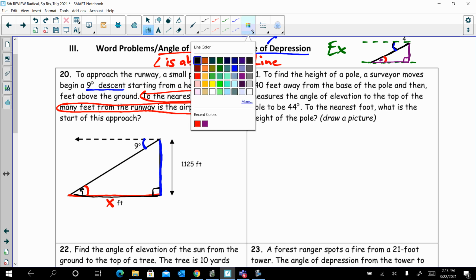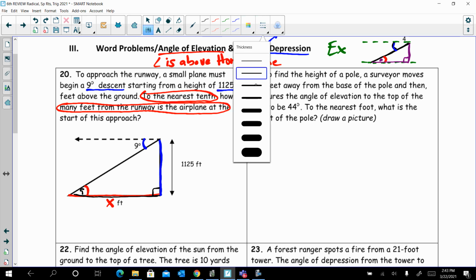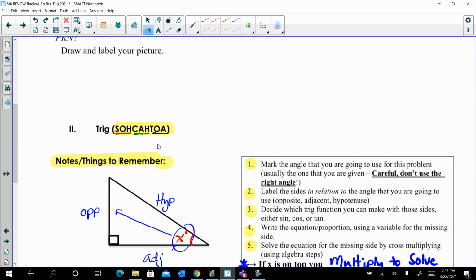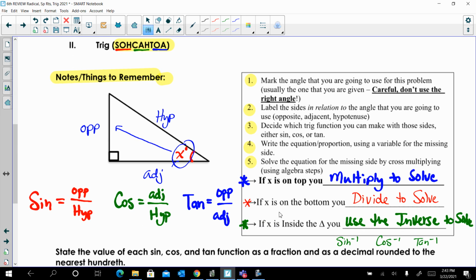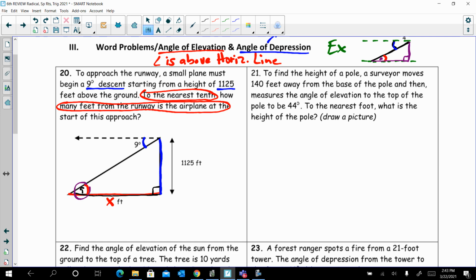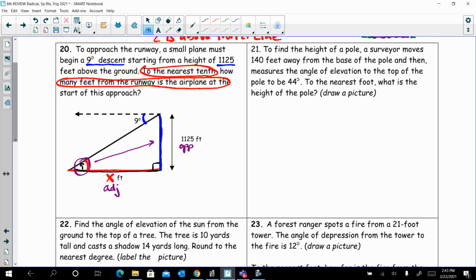Now I continue by following those 5 steps. Once you get it drawn, you follow these 5 steps to get to your calculations. What we're going to do is mark this angle, so that's the 9 degrees. If I go across through the triangle, this would be the opposite side, and this would be our adjacent side. So I have to determine which trig function deals with opposite and adjacent. That goes back to that acronym.